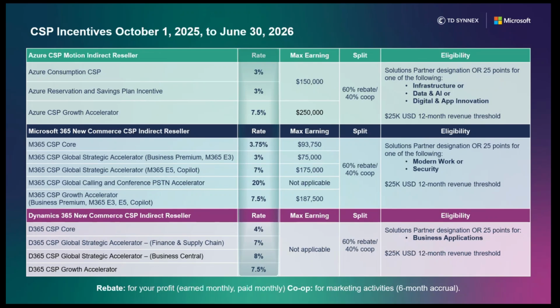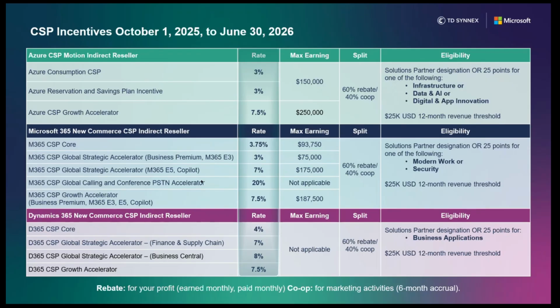Now, Microsoft recently announced there are new Copilot business SKUs. Those will also be part of the core, part of the accelerator. So do pay attention to that, and we'll talk a little bit more about that. But those SKUs are pretty exciting because now there's going to be a lot more opportunity for you with your end customers to upsell and attach those bundle SKUs and earn even more incentives.